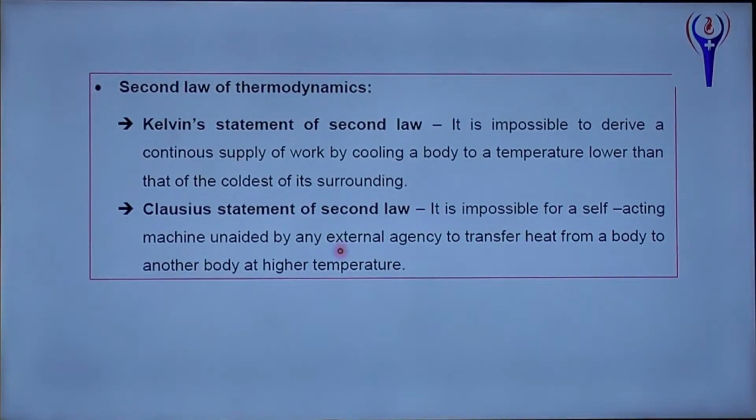That is the Clausius statement. It is impossible for a self-acting machine unaided by any external agency, unaided meaning without any external agency, to transfer heat from a body to another body at higher temperature. That is the Clausius statement.